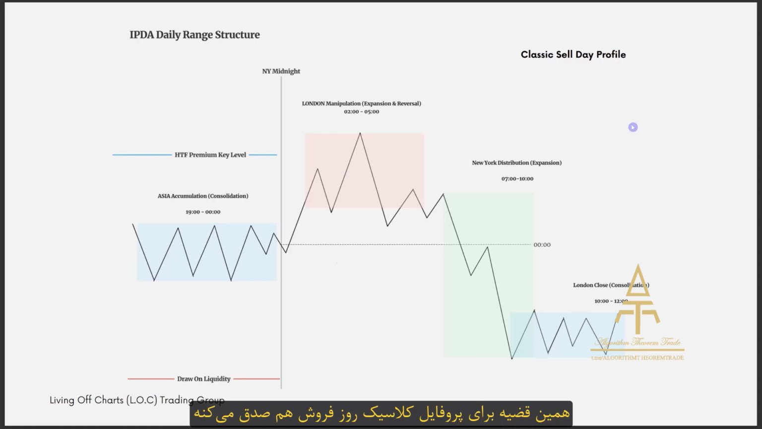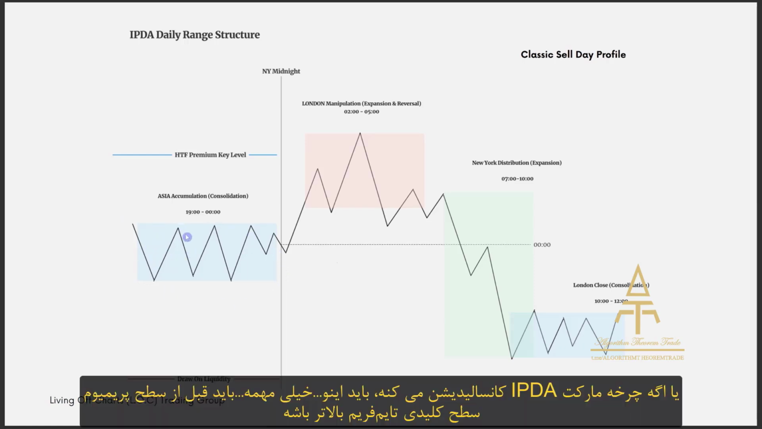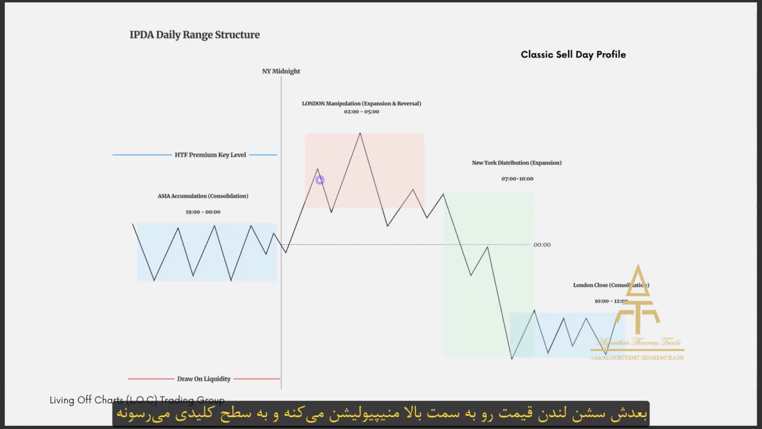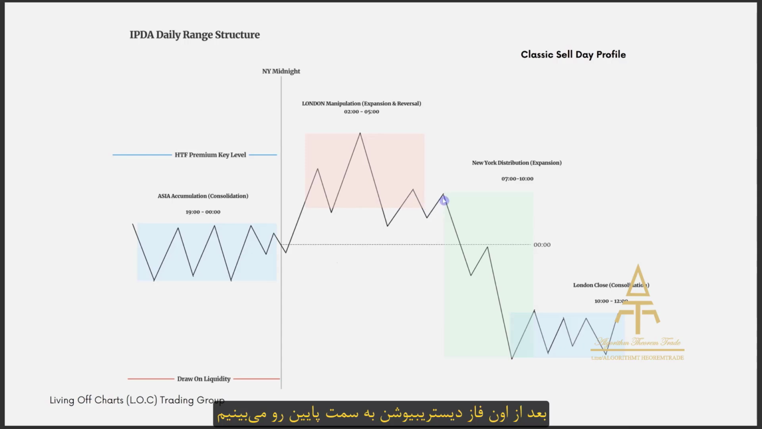Now the same thing with a classic sell day profile, right? We've got a higher time frame key level first of all, and we need to have a draw on liquidity. Now we want to see an Asia session accumulation again, right? Our IPDA market cycles, consolidation, and then we want to have that, again, very important, before that higher time frame premium key level. Then London session manipulates higher into that key level, and then we'll see a distribution phase lower.